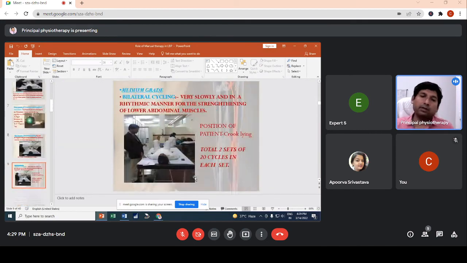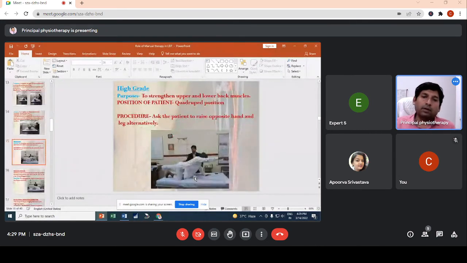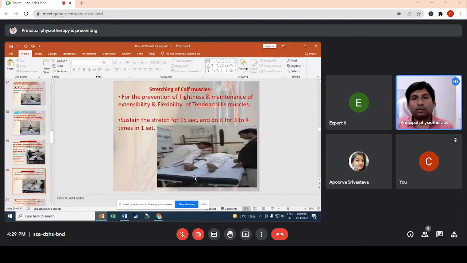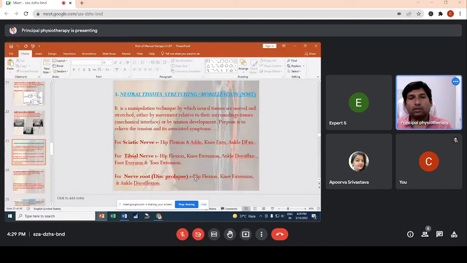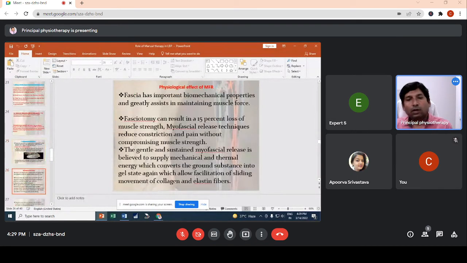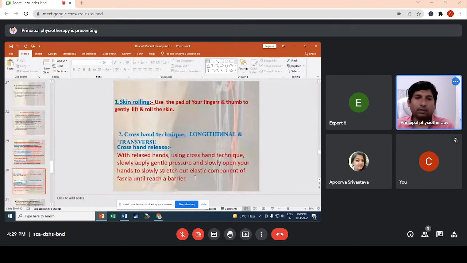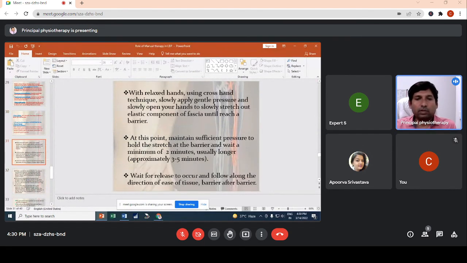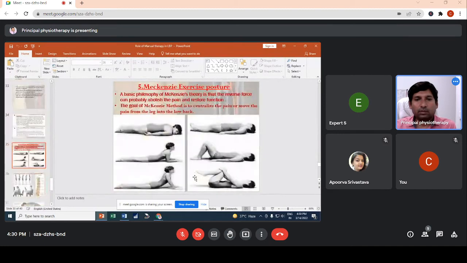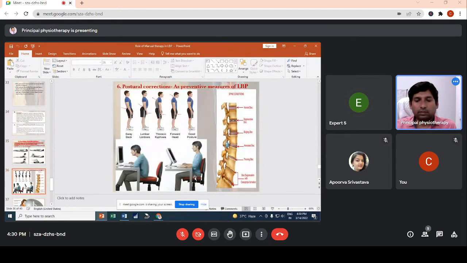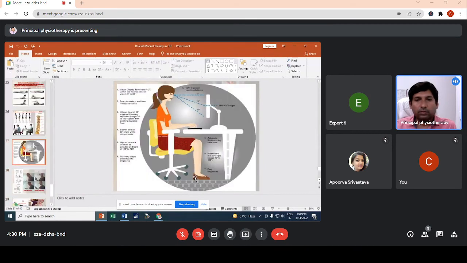Exercise techniques and stretching techniques on the joint muscles, dual tissue stretching, myofascial release techniques. Skin rolling, floss band technique, longitudinal transverse technique, stroking techniques, ergonomics.